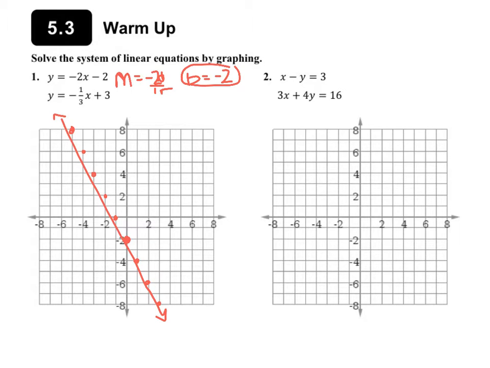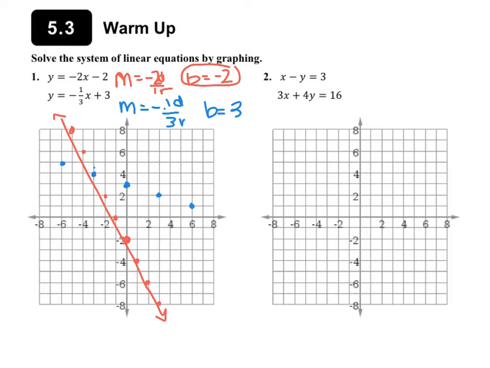Our second line has a slope of -1/3 and a b value, or a y-intercept, of 3. So I start at my y-intercept and I go down 1 and to the right 3. And I'm going to continue going down 1 to the right 3 until I'm out of room, and then I'm going to go up 1 and to the left 3 as many times as I can also.